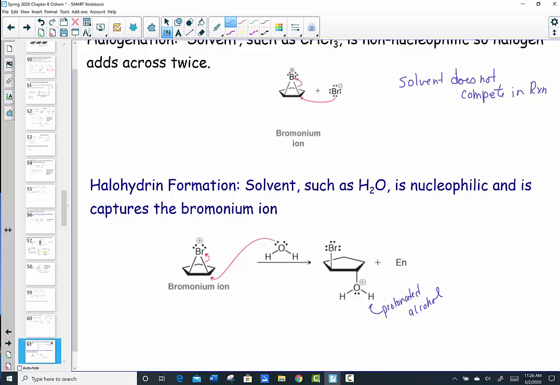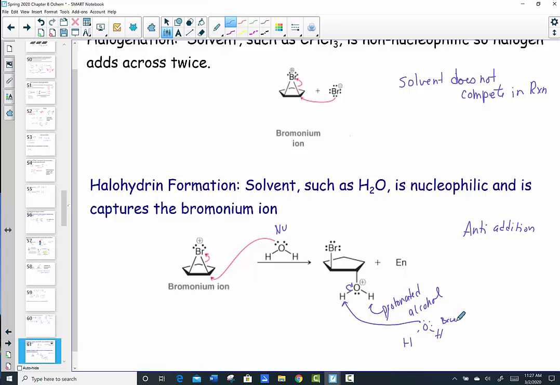So halohydrin formation uses a solvent such as water, which is a nucleophile and captures the bromonium ion, still an anti-addition. And we would have to deprotonate in the next step. You would deprotonate that by using a water molecule, and this would simply be a proton transfer, and that bond collapses, and you can see your formation of the alcohol. So the water acts not only as a nucleophilic attack, it acts as a base to deprotonate the alcohol.